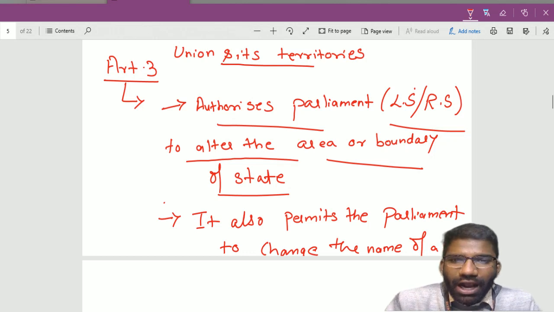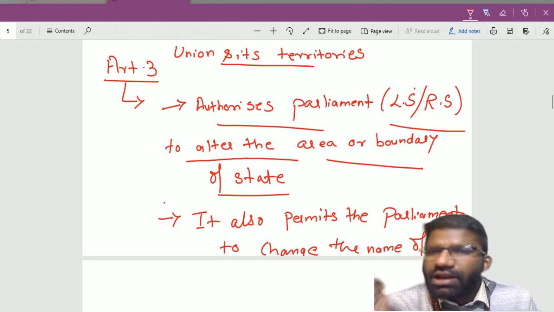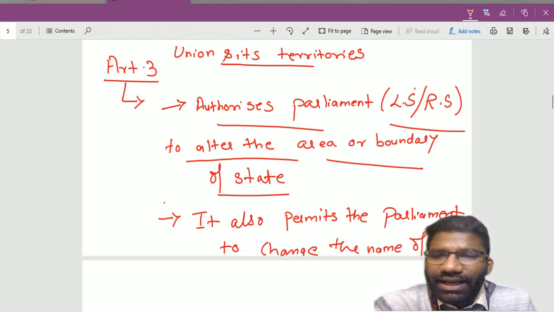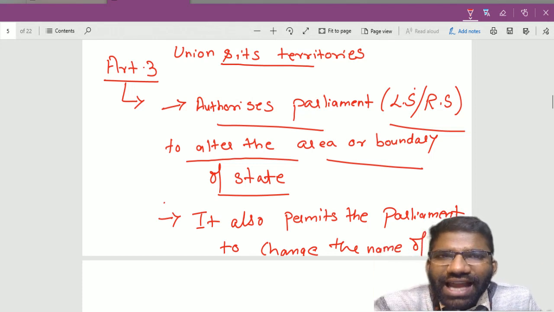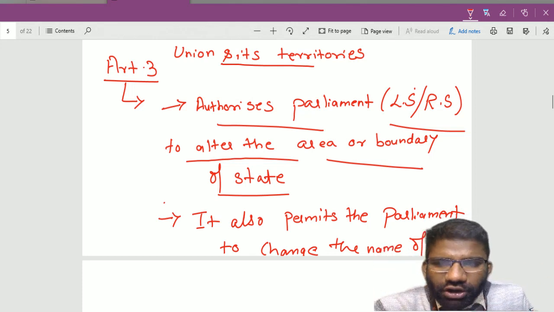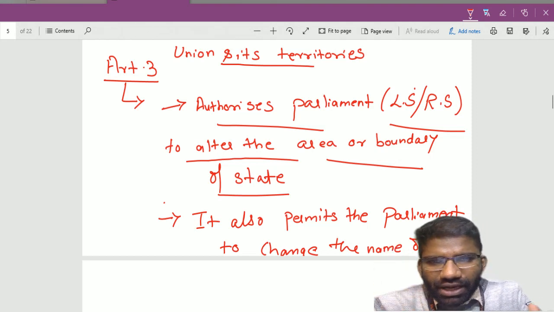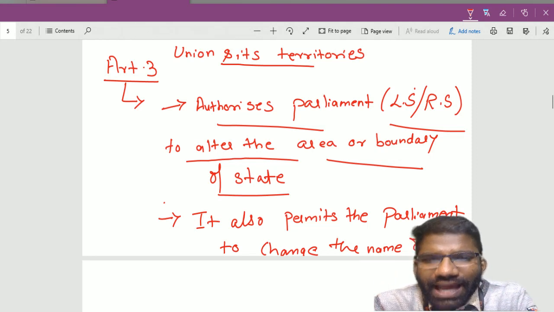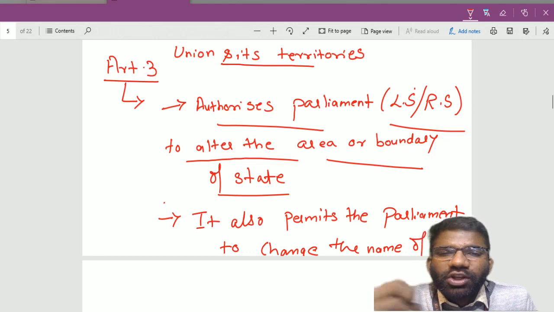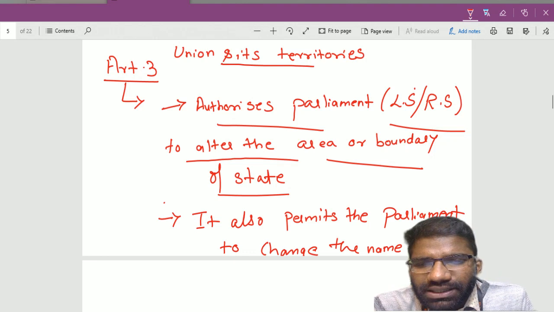That means we can't give Andhra Pradesh to some other country, but we can bifurcate Andhra Pradesh to create Telangana. That is allowed because it is within the purview of this land, within the geographical boundary of this land. That is a clear-cut example. And Article 3 also permits the Parliament to change the name of the state.